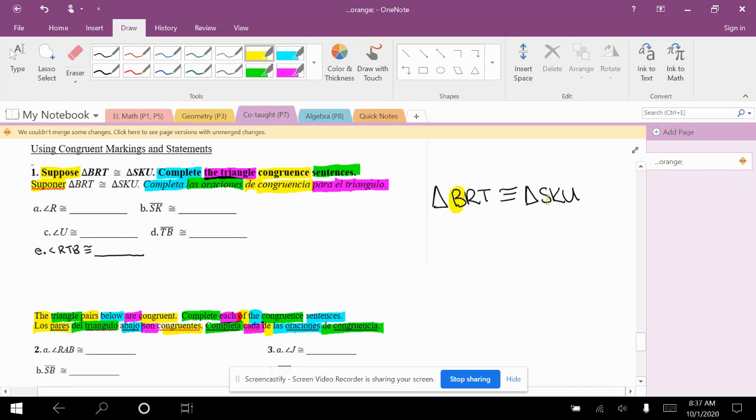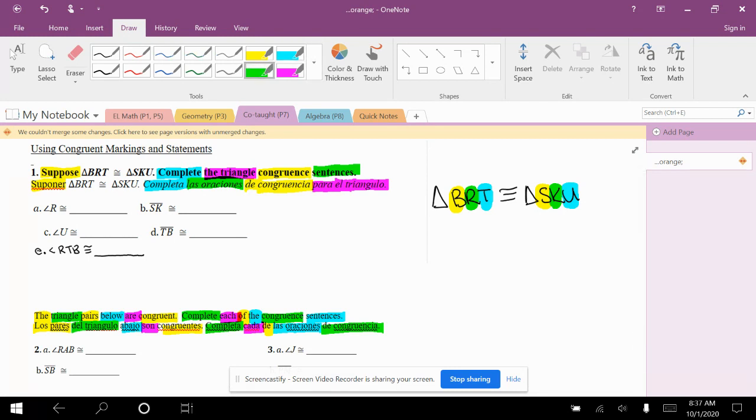The first letter on the left side and the first letter on the right side are congruent. The letter in the middle on the left side and the letter in the middle on the right side are congruent. The last letter on the left side and the last letter on the right side are congruent.